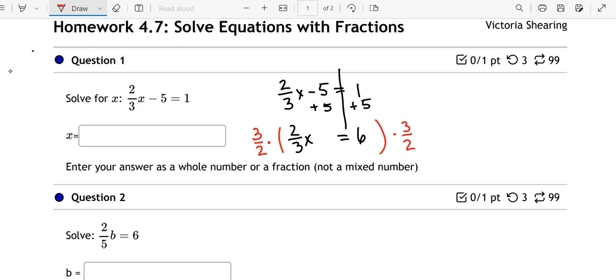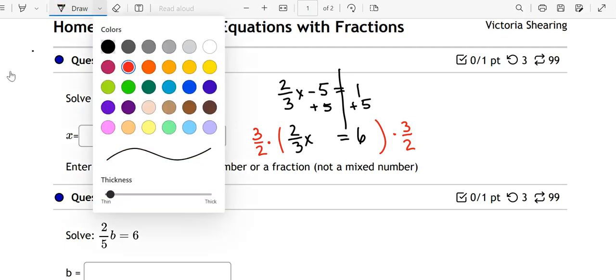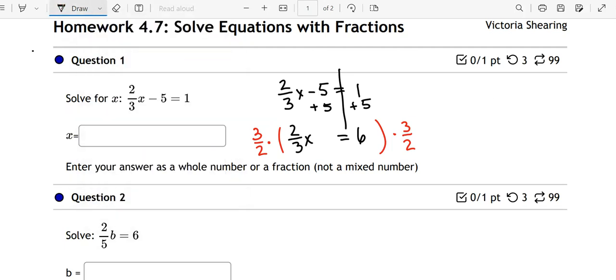3 over 2 times 2 over 3 gives you 1x. That's the reason why we're multiplying by a reciprocal, to get to 1x. So I will have x equals, and then 6, here's 6 over 1. So 6 times 3 is 18. 18 divided by 2 is going to be 9. X equals 9.